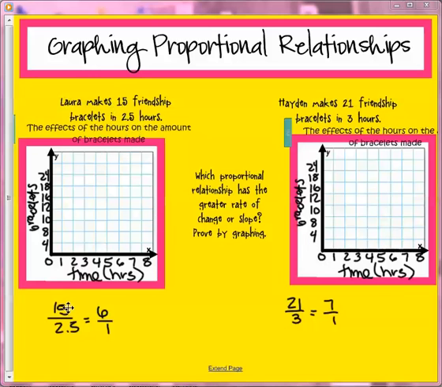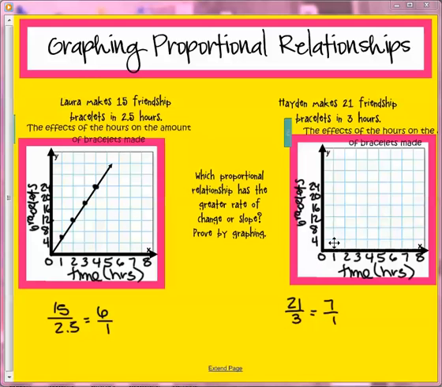If you look here, she can make 15 in 2.5 hours, so she can make 6 in 1 hour, which means she can make 12 in 2 hours. Sorry about that, my scale was a little off. So she can make 3 then in how many hours? Let's think about this. That would be 18, and then she can make 4 in 24 hours.